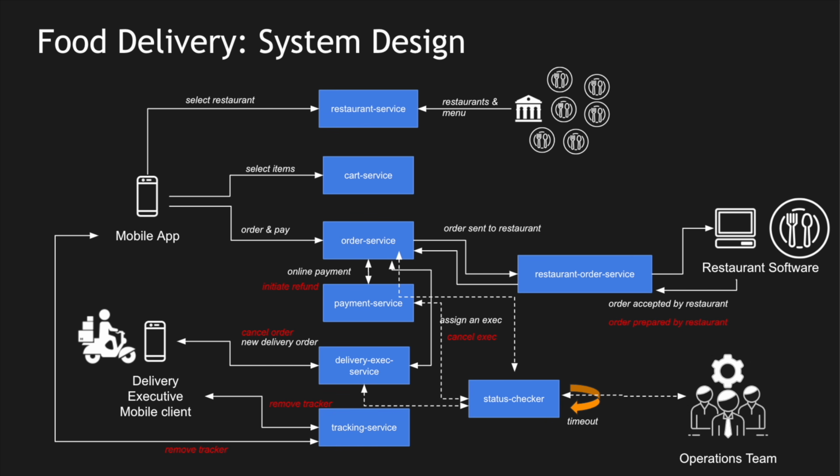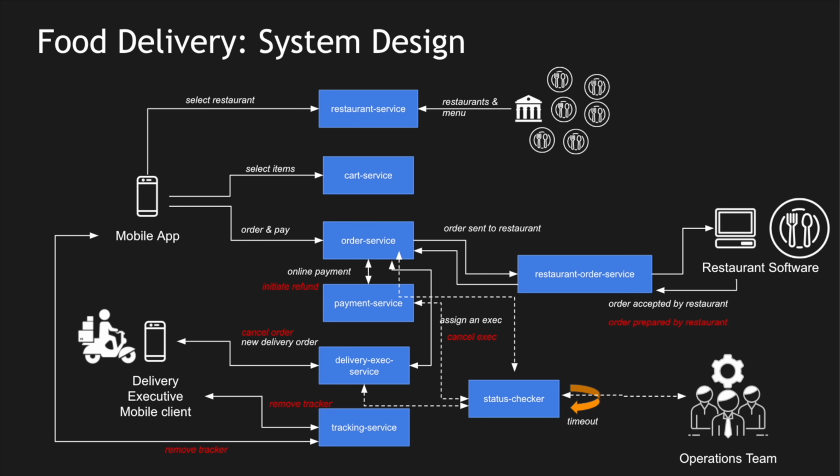Now let me show that with an example. Let's imagine that you are a developer in a food delivery platform like Zomato. This is the architecture diagram which we saw when we built the system design for the food delivery application. If you didn't watch that particular video, I would suggest you take a look at it. I went through each and every part of it.